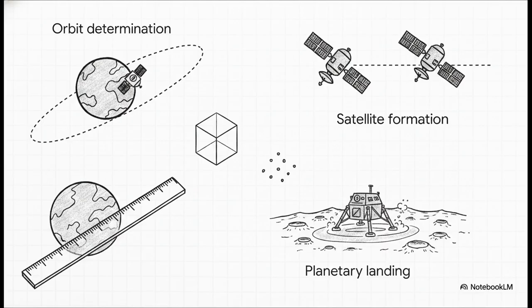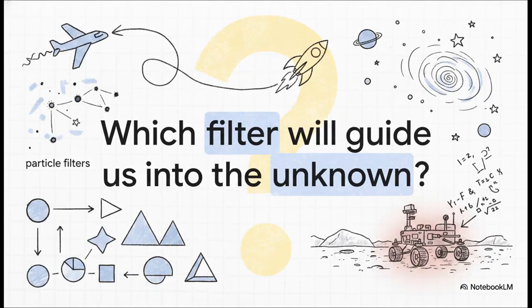Honestly, without this precise toolbox of filters, everything from landing safely on another planet to coordinating delicate satellite formations would literally be mathematically impossible. From the standard algorithm updating a basic flight path, all the way up to massive particle filters guiding Mars rovers to safety, the math behind estimation is what allows humanity to navigate the unknown.